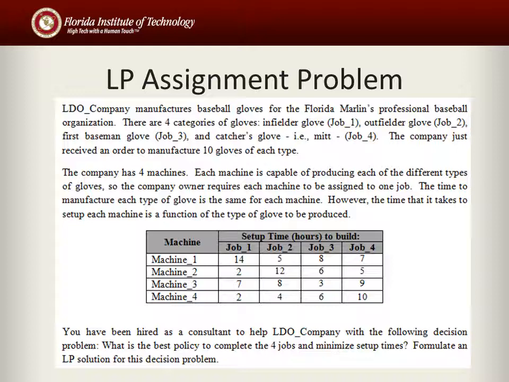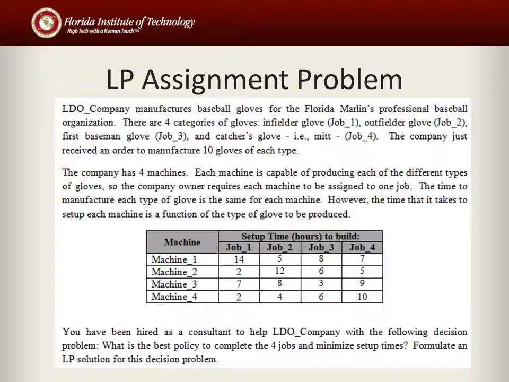Let's do that through an example. We have this company, LDO company, which manufactures baseball gloves for the Florida Marlins professional baseball organization. There are 4 categories of gloves. We have an infielder glove, which we're going to call job number 1. We have an outfielder glove, job number 2. We have a first baseman glove, job number 3. And we have a catcher's glove or a mitt, and that's job number 4. So we have 4 different jobs.